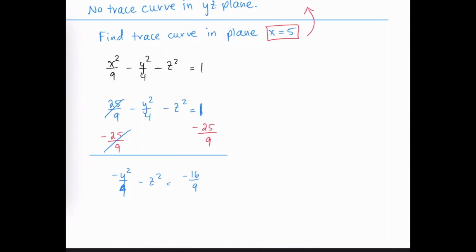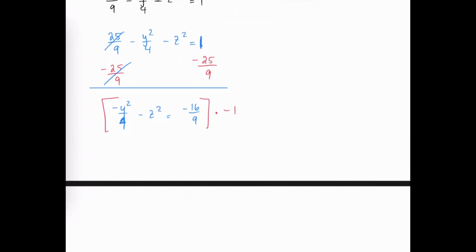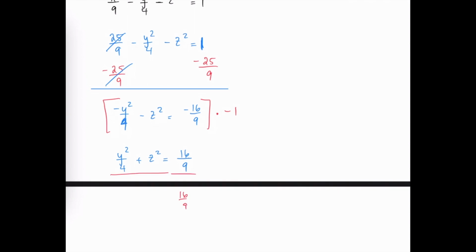And now everything is negative, so if I multiply by negative 1, I'm going to end up with the equation positive y squared over 4 plus z squared over 1 is equal to positive 16 over 9. And this is an equation that actually does have solutions. It is an ellipse, and in order to get the standard equation of the ellipse, we'll need to get a positive 1 over here on the far right-hand side. So we'll divide both sides by 16 over 9 to get our standard form of the equation of an ellipse.